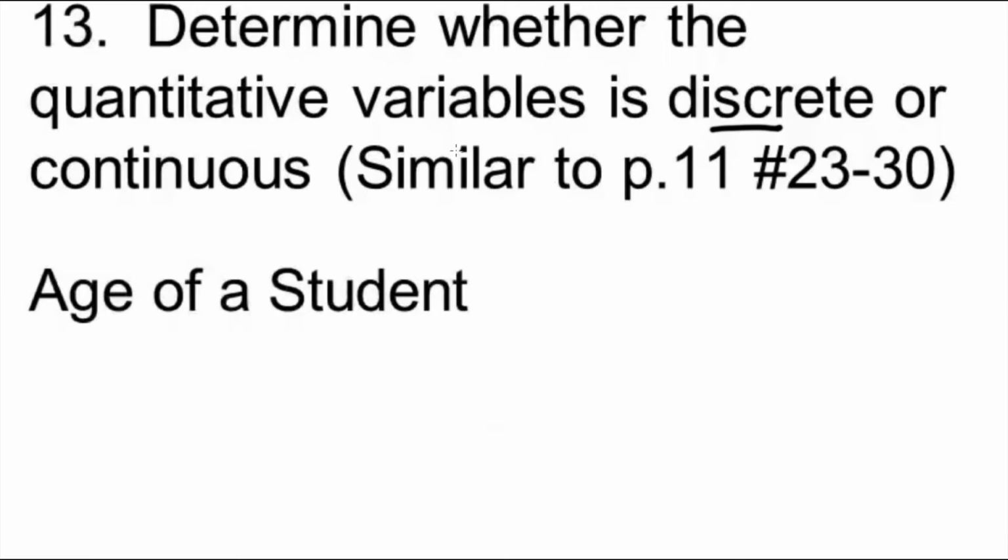Determine whether the quantitative variable is discrete or continuous. Age of a student. Age is really continuous, because you can have 3.5 age, 3.6 age, like you can measure that, but we don't treat it like that. We say whether you are 20 years old or 21 years old. We don't say 20.5 years old. So we treat this one as discrete. So this is discrete.